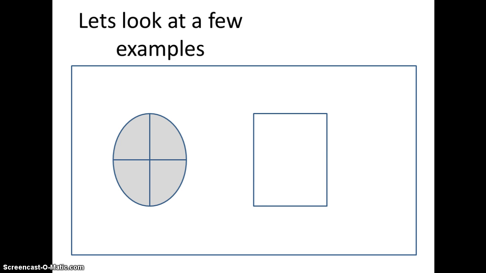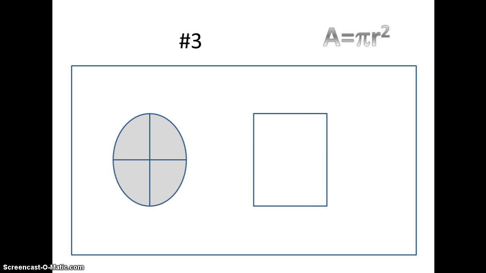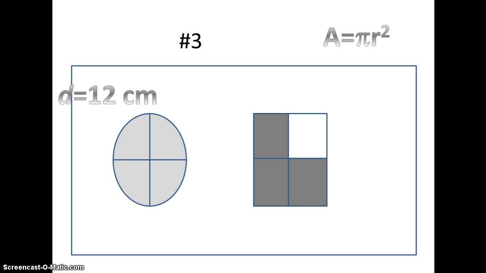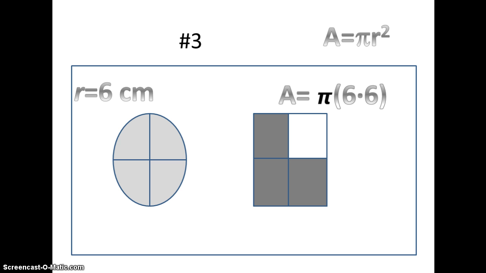All right, example number 3. Same formula, area equals pi r squared. We have a diameter of 12 centimeters. Can't use that, right? So what are we going to use? We will use a radius of 6 centimeters. Now we're going to plug 6 centimeters in for our radius. So area is equal to pi times 6 times 6. So area is equal to pi times 36.